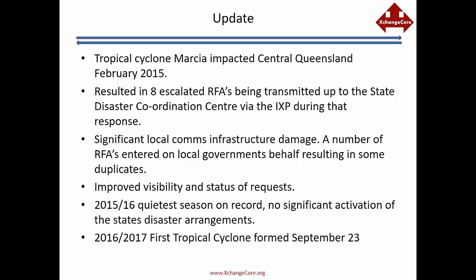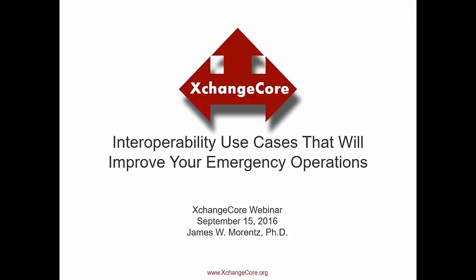Update. They went through a tropical cyclone, had a whole bunch of RFAs, which I'm forgetting right now what those are. There's significant local communications damage, and as a result, if they had been relying on those requests for assistance by email or phone, it wouldn't have gotten through. But using the network with XchangeCore at the backbone, they were able to see those requests. Last year wasn't much of a year to test this out any further, but they already had their first tropical cyclone formed a couple months ago. So this has the potential for being a more significant year.